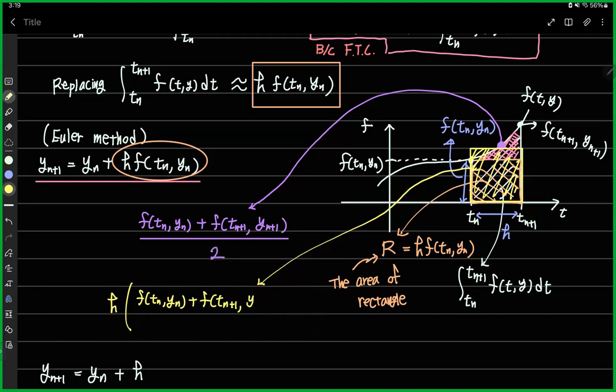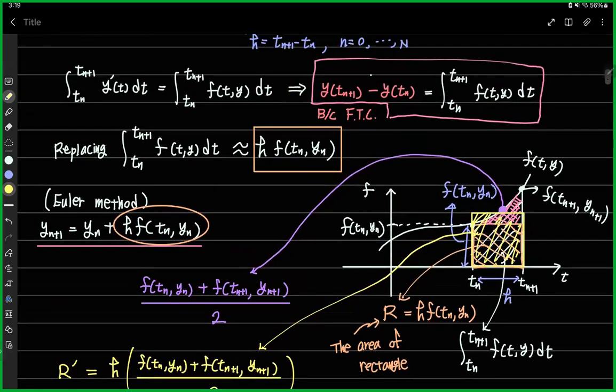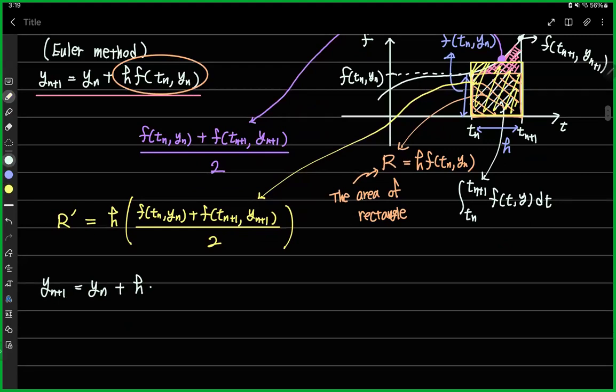Y sub m plus 1 over 2. That's the area of, let's say this is r prime, equal to this. So we use that one instead of this one. So that formula, the Euler method, will be changed to this: h times f of t n comma y sub n plus f of t n plus 1 comma y sub n plus 1 over 2.